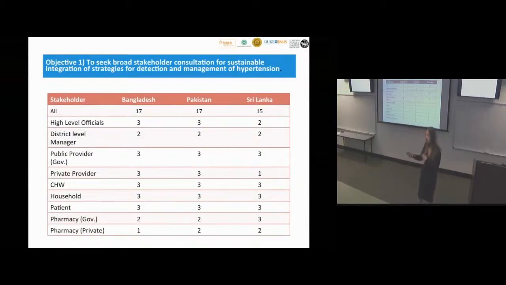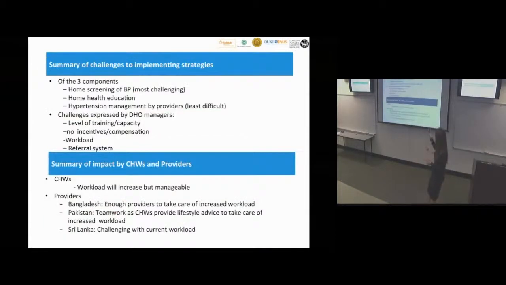So there was a lot of discussion on compensation. There's a lot of workload, and this is extra services. I think some compensation would be important. So I think that's what we heard. So just to summarize the challenges, home screening of blood pressure would be most challenging from a workload perspective.